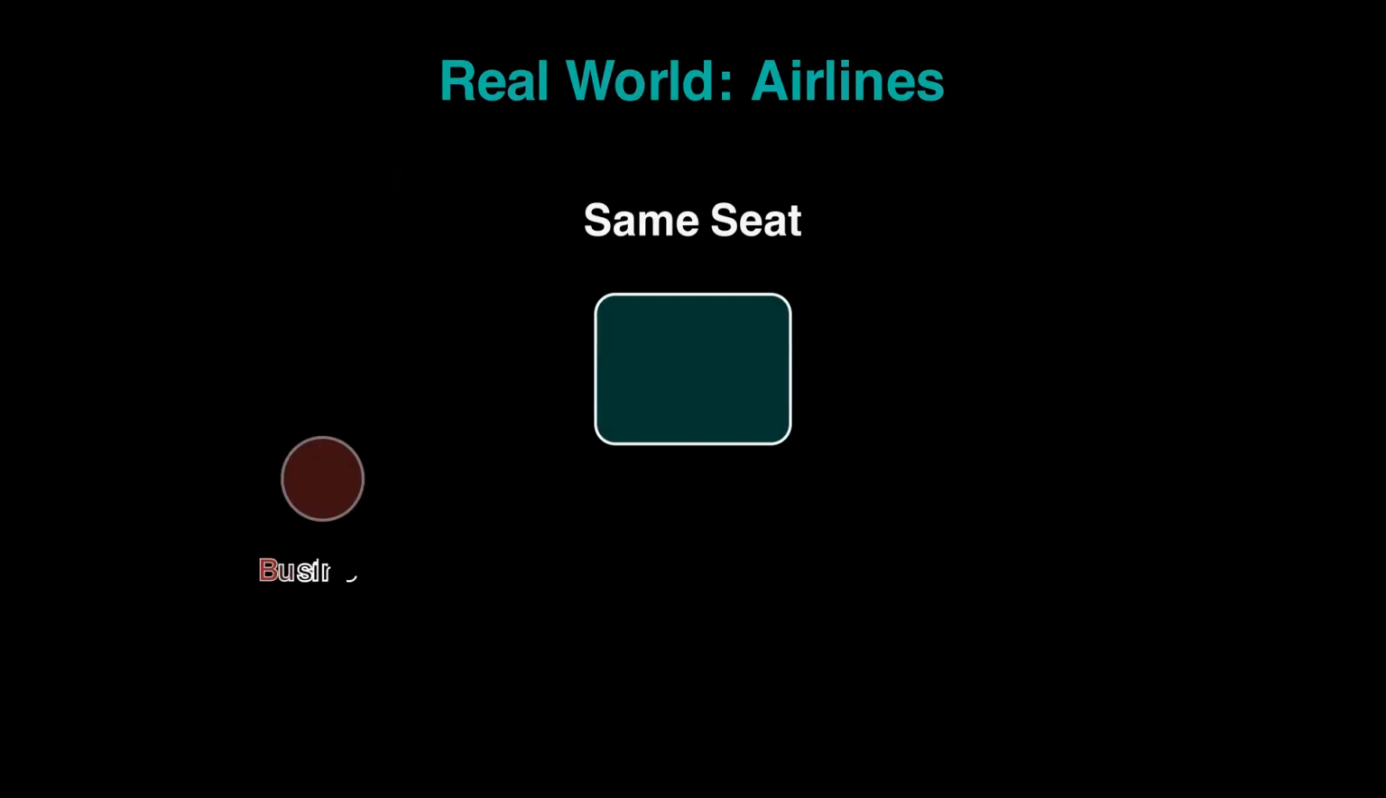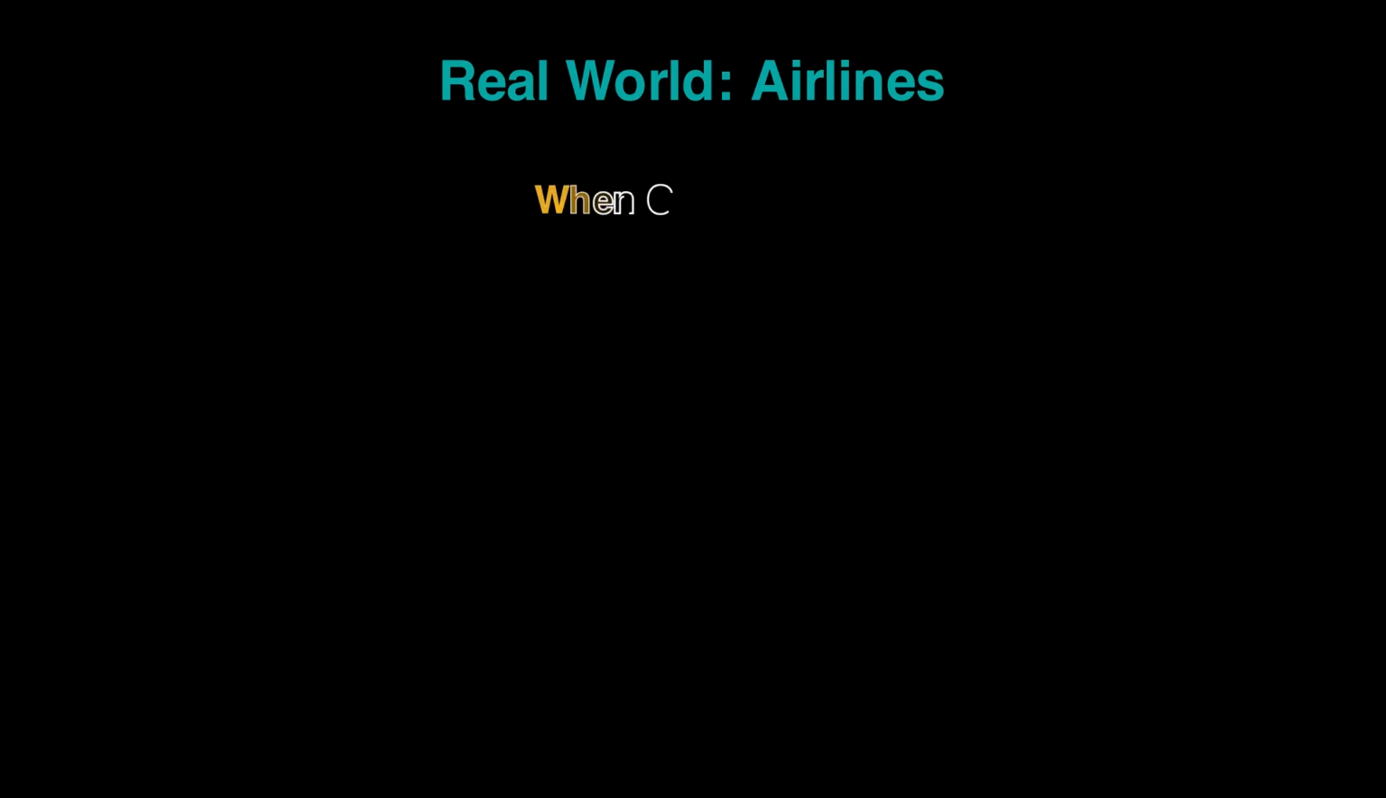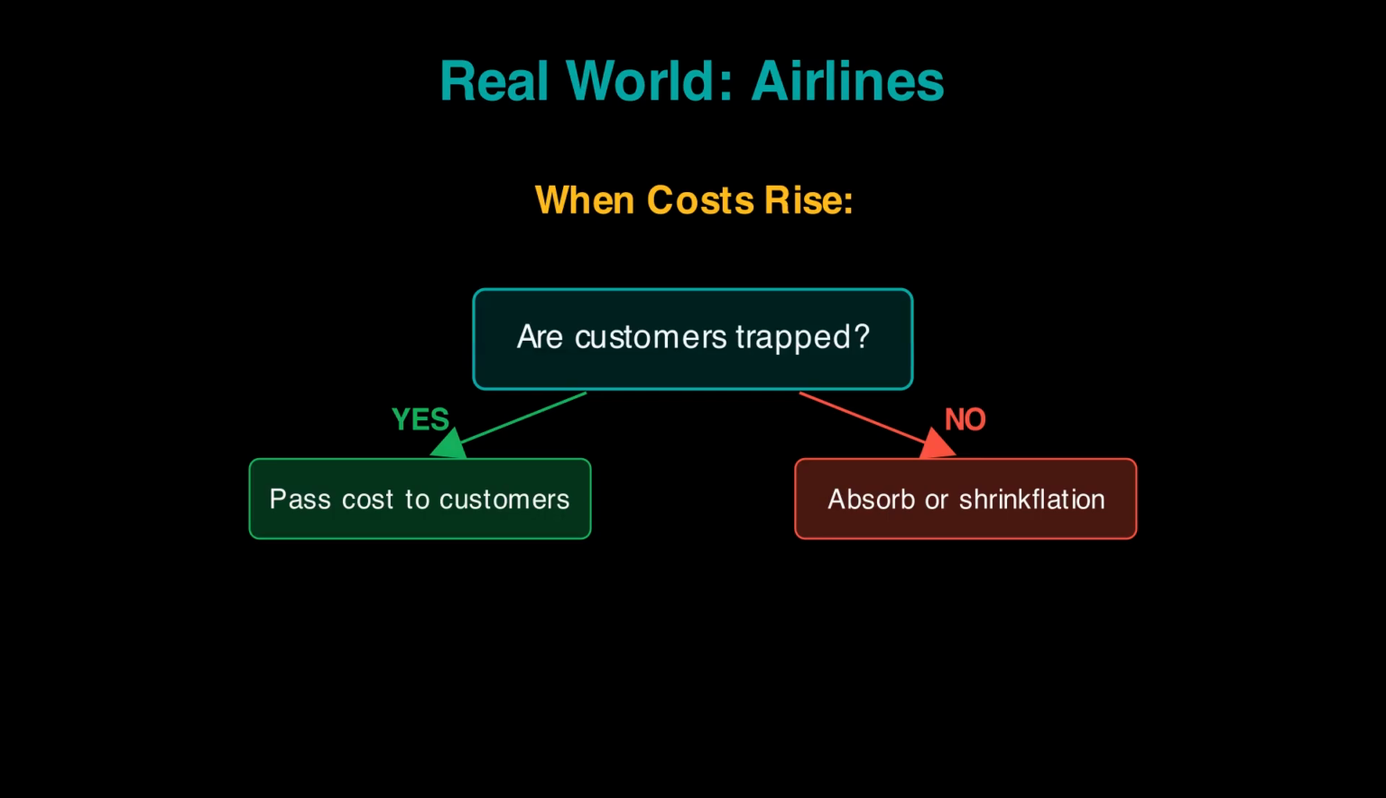Smart companies weaponize this. Airlines know that business travelers are inelastic. They will pay anything last minute. Vacationers are elastic. They need cheap tickets months in advance. So airlines charge them different prices for the same seat. This is price discrimination. When costs increase, companies ask, is my customer trapped? If yes, pass on the cost. If no, either eat the cost or use shrinkflation. Understanding elasticity is the difference between pricing yourself out of existence or capturing maximum value from the market.